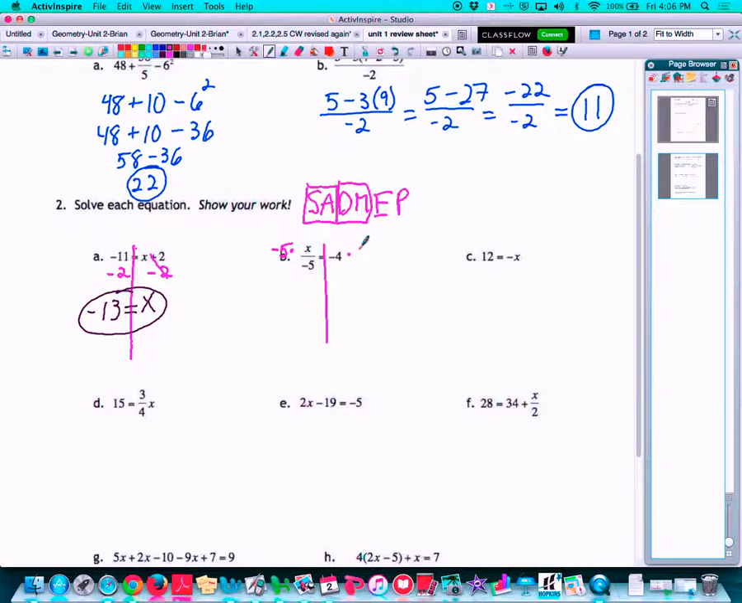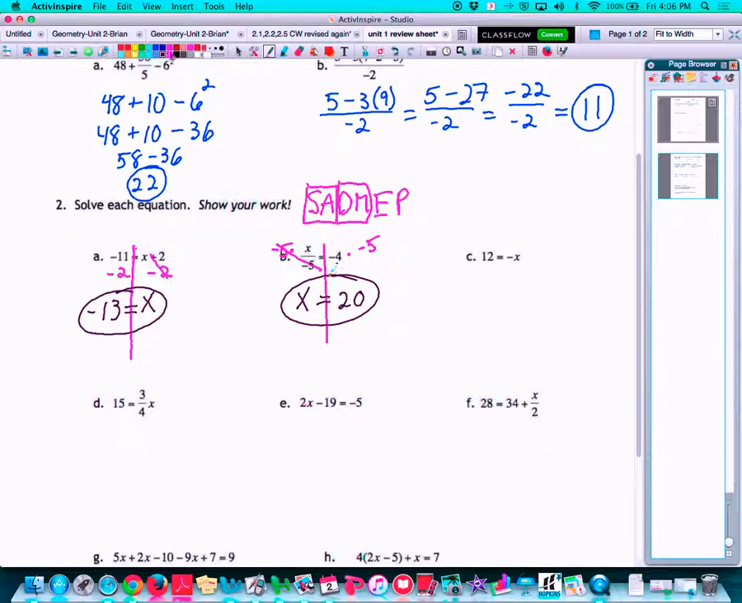To get rid of that -5 on the bottom of the fraction, we have to multiply by -5, kind of in the numerator of the fraction, which simply cancels that out, brings down what's left, x, and we had to do the same thing to both sides of the equation, so we multiply the other side by -5 and we get positive 20. So x equals positive 20.